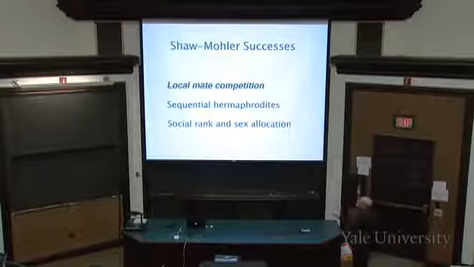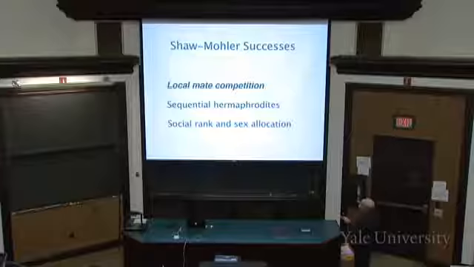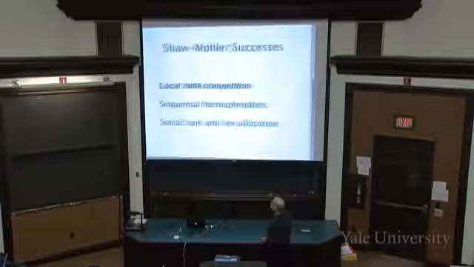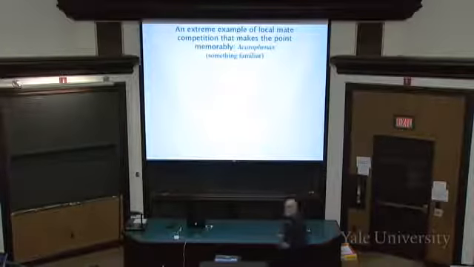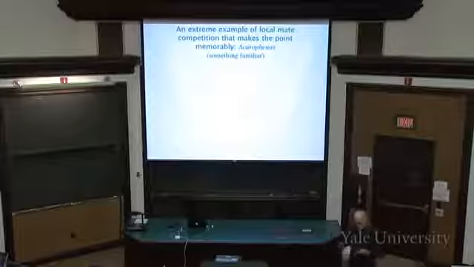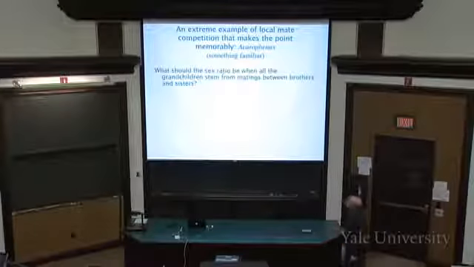We're going to see 3 cases in which it works pretty well. There are more, but I've just selected 3 that are fairly dramatic. One is local mate competition, the next is sequential hermaphrodites, and the third is social rank and sex allocation. So the local mate competition one is one that you're actually already familiar with. I've mentioned it. I will also give a second species of mite that does something like this.